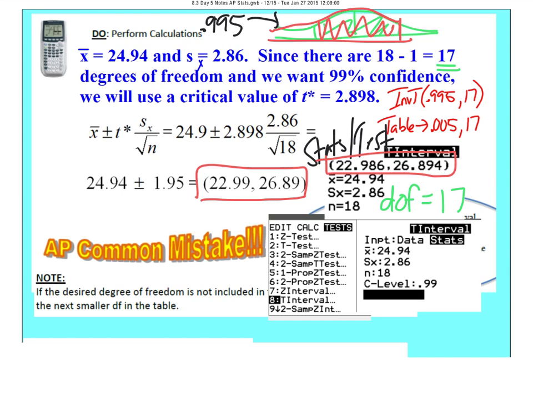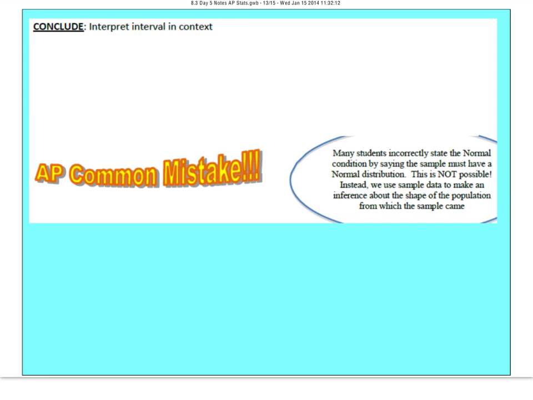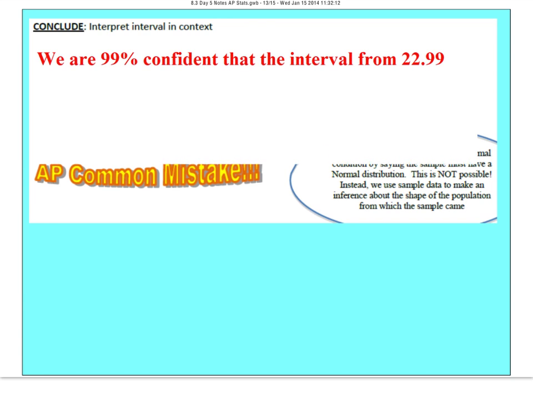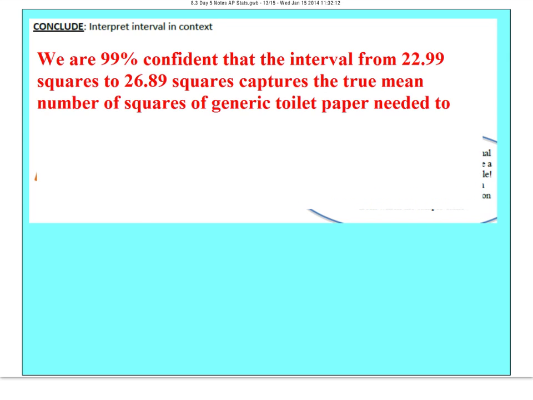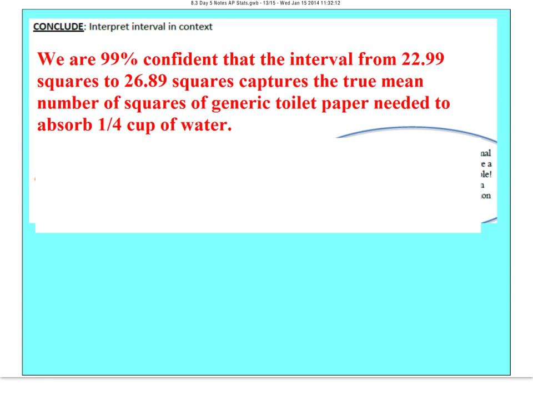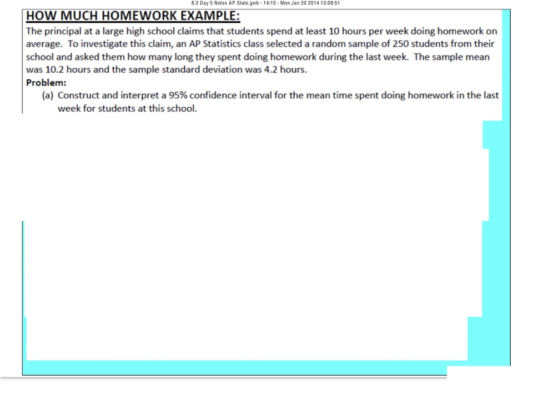Okay, let's wrap up with our conclusion for this. Don't forget how to do it. We are 99% confident that the interval from 22.99 squares to 26.89 squares captures the true number of squares of generic toilet paper needed to absorb a quarter cup of water. Let's look at one more example and call this done.